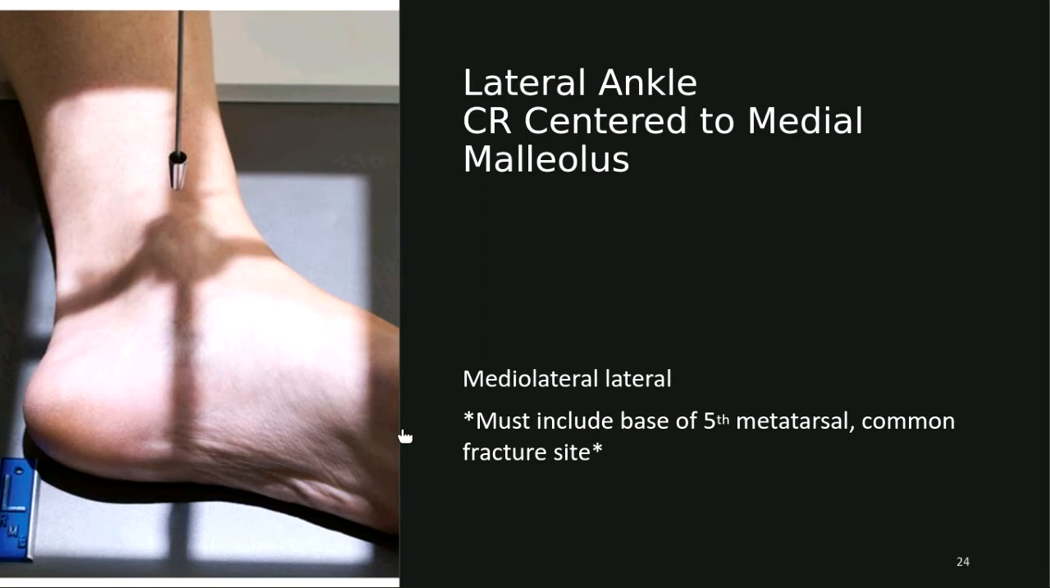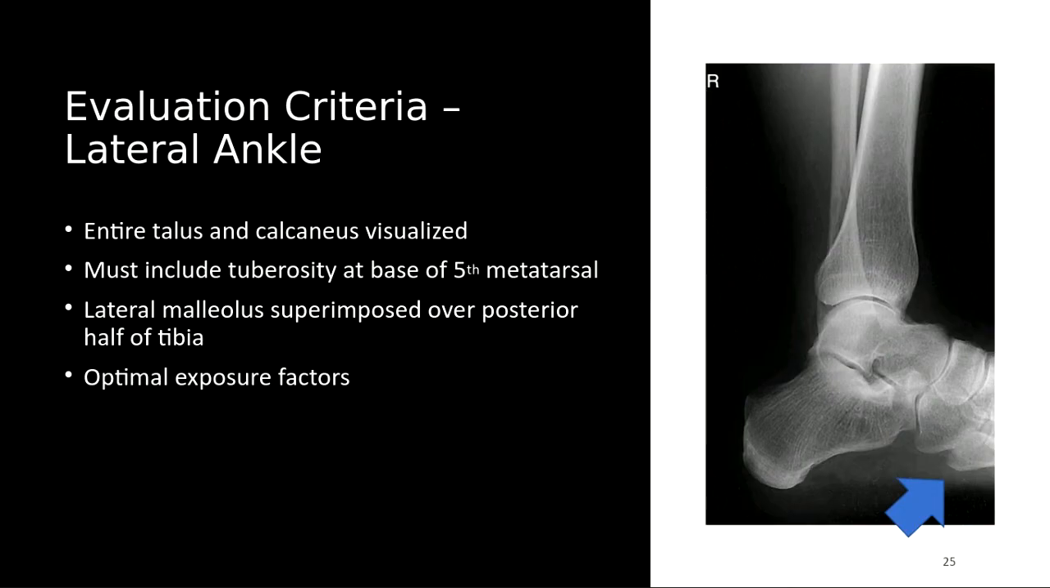Okay, so medial, just like you would lay out the foot, lay out for an ankle, or calcaneus, you're doing the same rotation, rotating the patient laterally to do a medial lateral ankle. Your central ray is to the medial malleolus, which is right here. And notice I said in here, you have to include the base of the 5th metatarsal because it is a very common fracture site. So you have to include that. Central ray perpendicular to the medial malleolus, but you must include the tuberosity at the base of the 5th metatarsal.